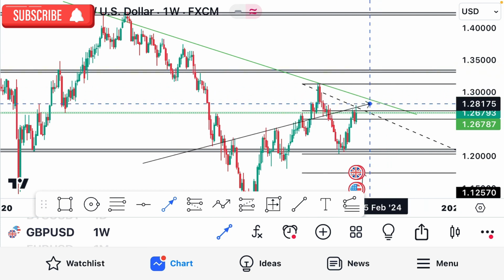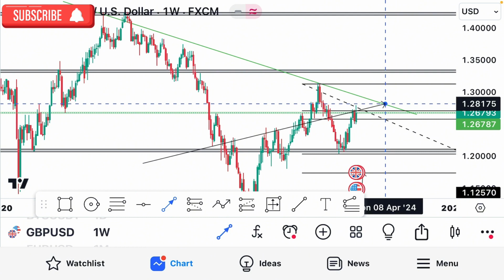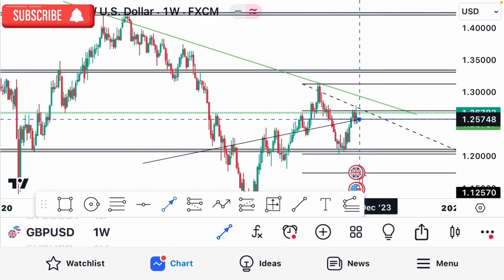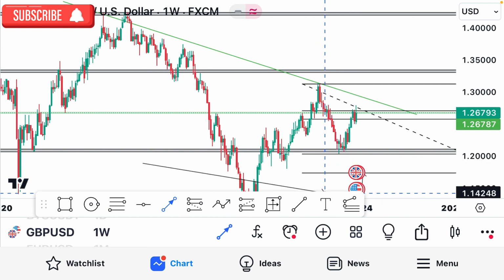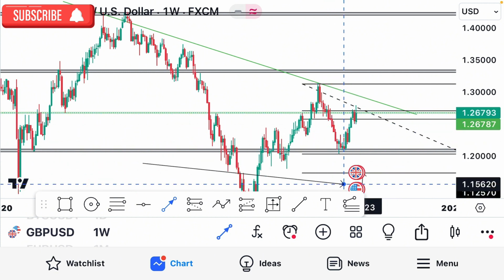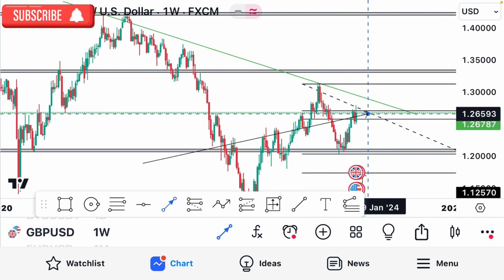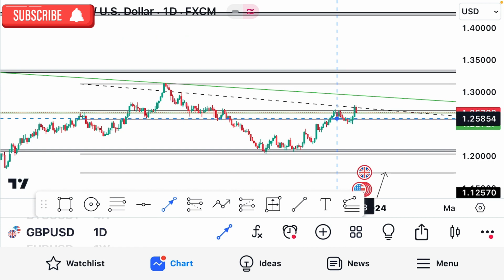So either way, if we break out of this Fibonacci level, we are coming here, and if we break below, we are coming back to this neckline to try and break further to the downside to continue the bearish movement. But now we just need to look out. Let's go to a daily time frame.